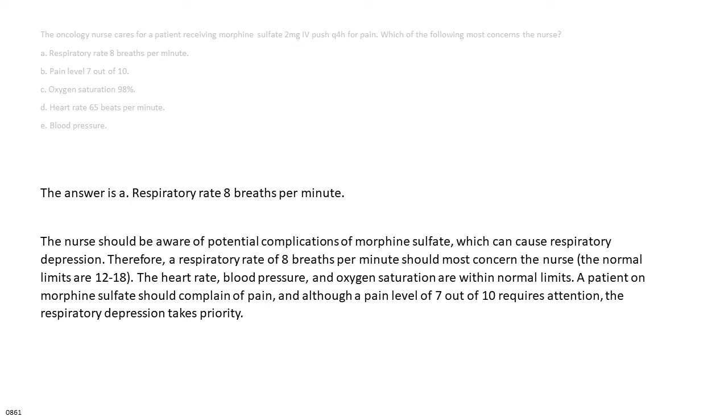A patient on morphine sulfate may complain of pain, and although a pain level of 7 out of 10 requires attention, the respiratory depression takes priority.